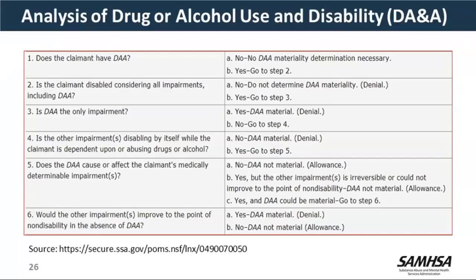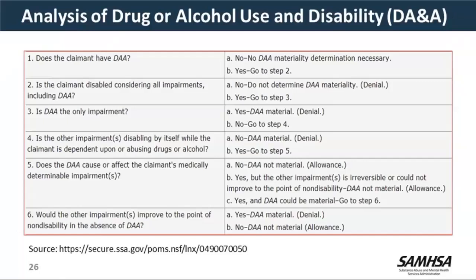Step 5 asks, does the DA&A cause or affect the claimant's medically determinable impairments? If the answer is no, then the case will be allowed. So they have the medically determinable impairments, and DA&A is not the cause of this, so their case can be allowed. If the answer is yes, the DA&A does cause their impairments, but the impairments are irreversible or could not improve to the point of non-disability, even if they stopped using the drugs or alcohol, the case can still be allowed.